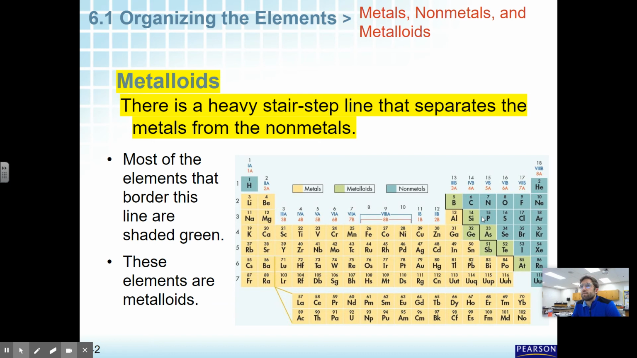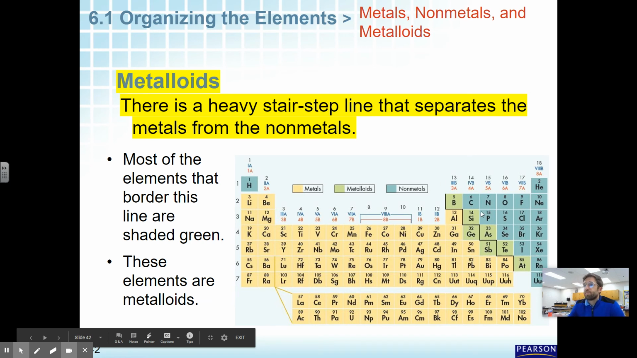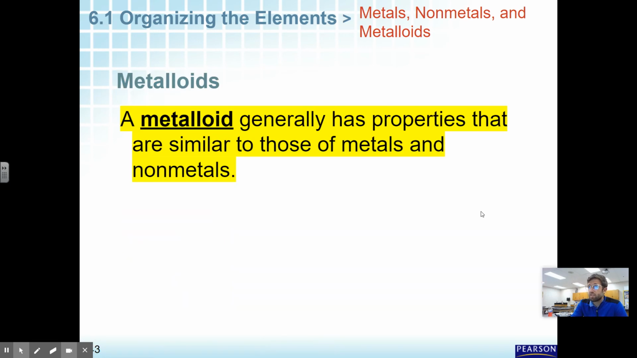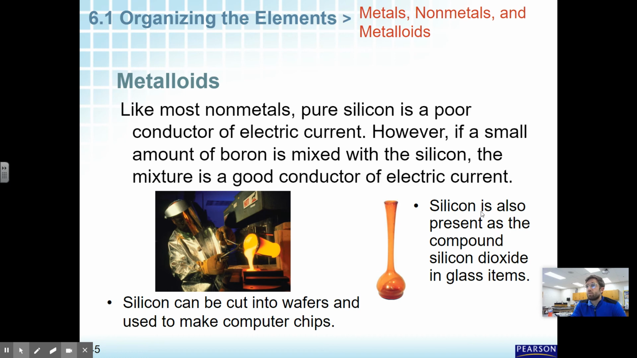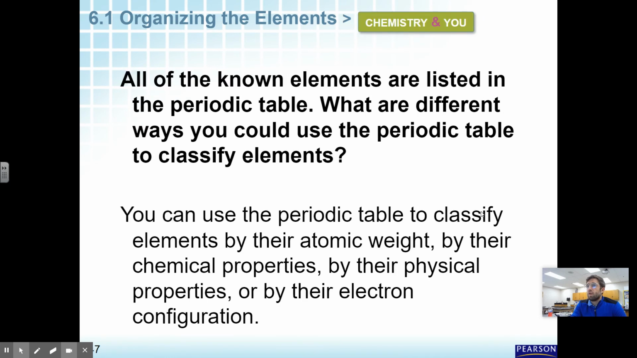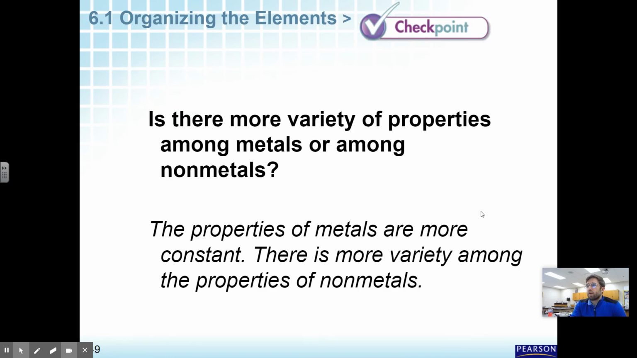Our last way to organize the elements would be metalloids. There's a heavy stair-step line that separates the metals from the nonmetals, and there are not many metalloids, just a few. They border that zigzag line and have properties similar to both, such as silicon, which is considered a semiconductor. Under some conditions metalloids may behave like metals, but they also may behave like nonmetals. A good example of that is silicon. I think that's all you need to write for this.